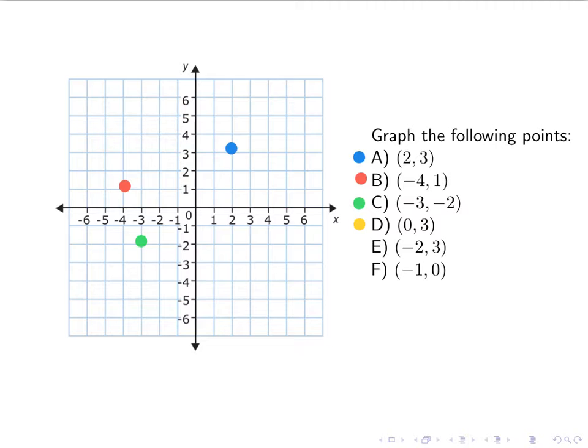D is 0, 3. If x is 0, you're on the y-axis. You're not moving left or right, and you're just going up 3. So that's right here.